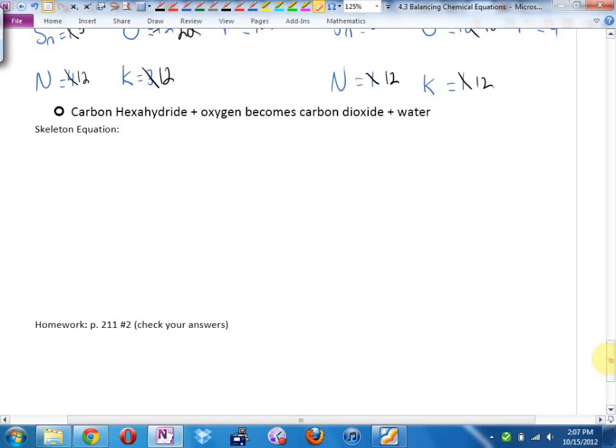Last one. I think this one's a little easier. It's easier at least to get what we call the skeleton equation. Remember, the skeleton equation is not balanced, but you've got all the elements and atoms in the right places with the right subscripts. Carbon hexahydride. Hey, that's covalent, which means I can get the formula, Amy, right from the name. Carbon, symbol. How many? None. Can't be none. One.